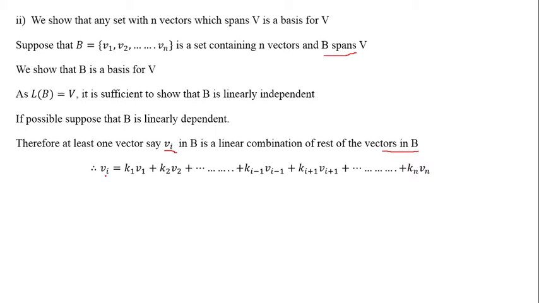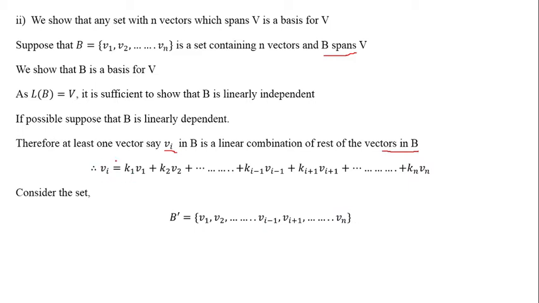So we must have Vi is k1 p1 plus k2 p2 plus etc. ki minus 1 p(i minus 1) plus ki plus 1 p(i plus 1) plus etc. kn pn. Now consider the set B dash, which contains the vectors in B except for Vi. So B dash is p1, p2, etc. p(i minus 1), p(i plus 1), pn. So how many vectors are there? Total n minus 1 vectors.